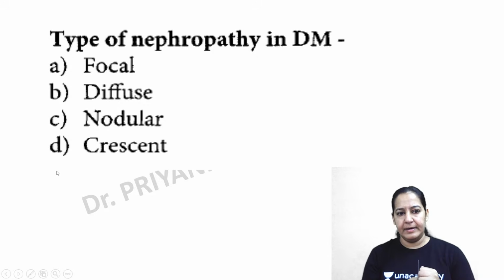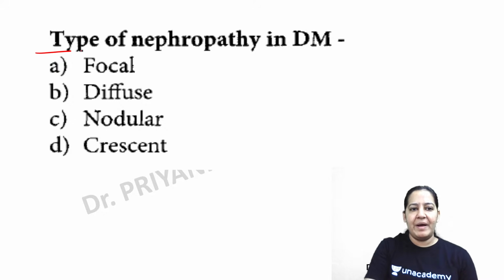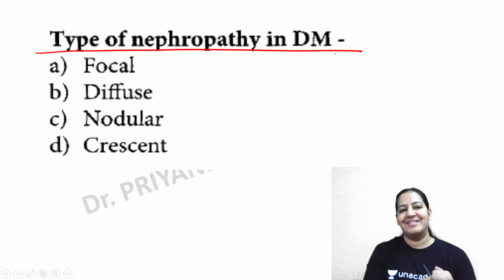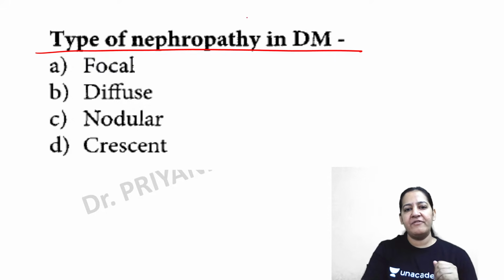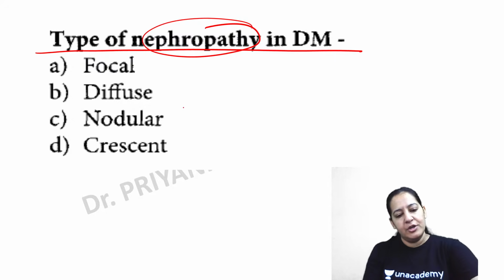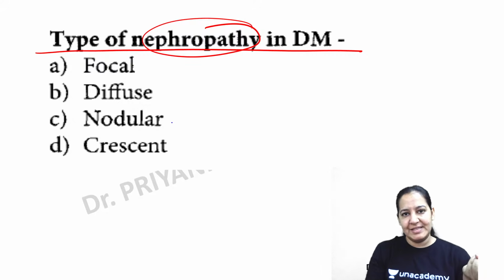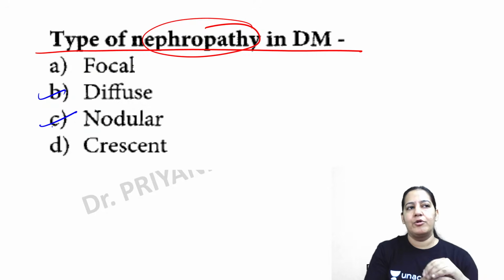Okay, what will you say here? Type of nephropathy in diabetes. Two options are correct. Which type of nephropathy takes place in diabetes mellitus? You all know two types are there. Both take place in diabetes. One is diffuse, one is nodular. Let me modify the question. Right? Here both are correct.